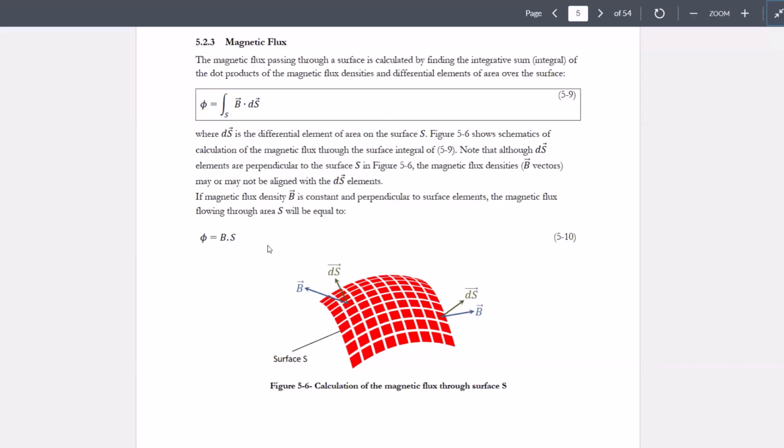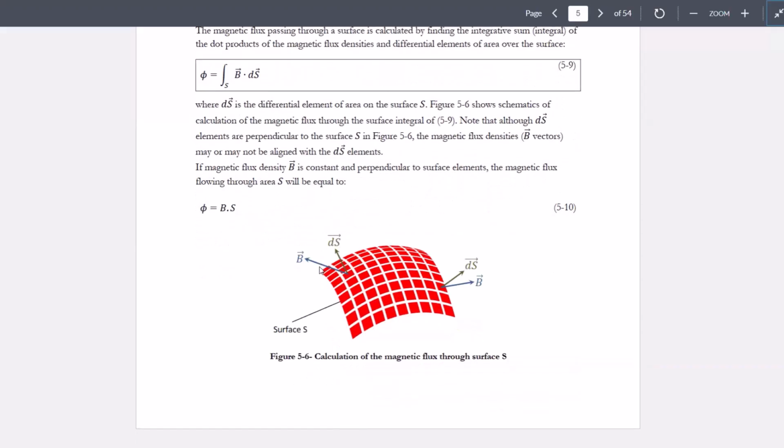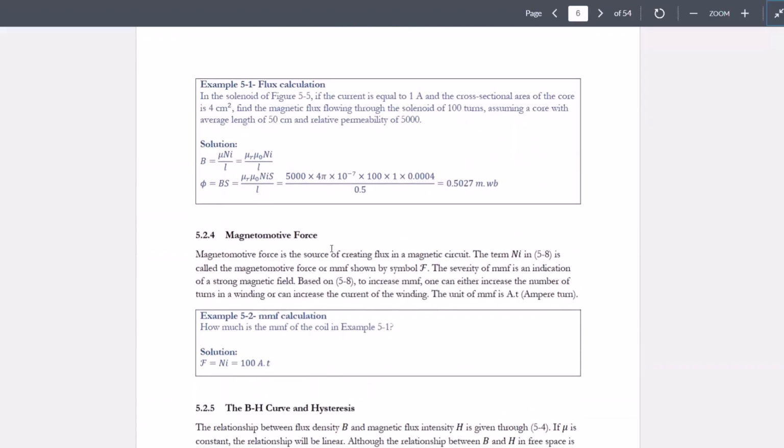Again, this is useful when you have certain shapes where you know the distribution of your flux density. So if the flux density is, for example, a constant B, and you have part of a sphere where at each point on that sphere the flux is perpendicular to the surface, then your total flux would be B S, where S is the area associated with that sphere, as you can see. So let's go to example 5.1.